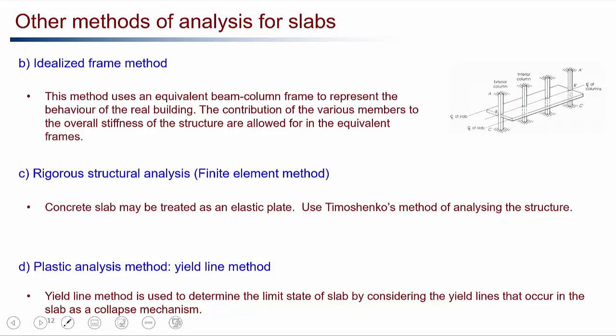Another method is a more rigorous structural analysis method using the finite element method. In these methods, concrete slabs are usually treated as elastic plates. Finally, plastic analysis can also be used for slab analysis. In this method, the yield line method is used to find out the limit states of the slab by considering the yield lines that occur in the slab as a collapse mechanism.